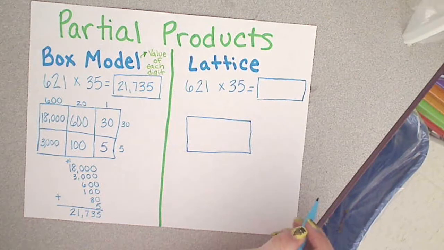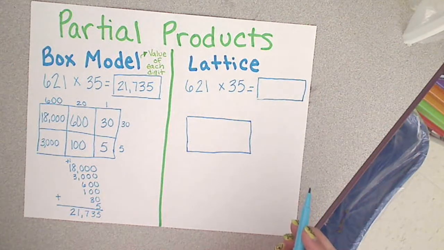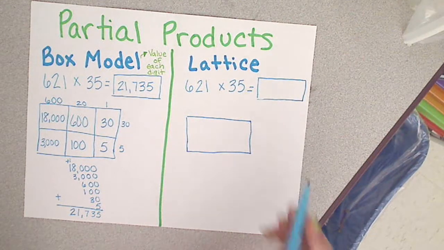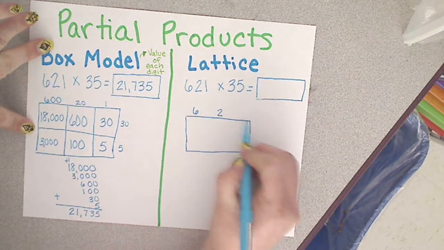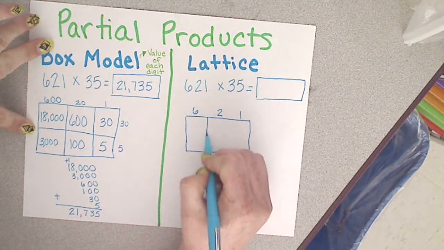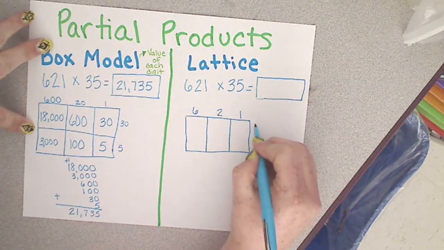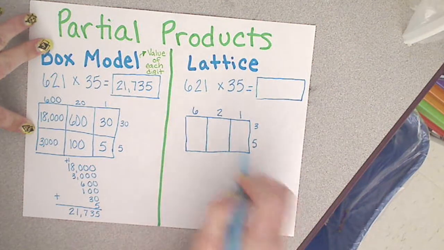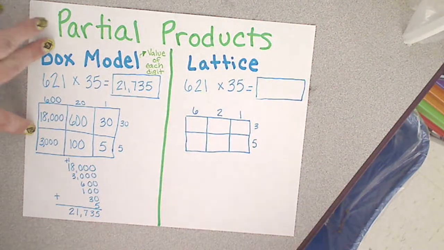But this time, we are going to use the numbers as is. We are not going to be using the value of the digits. So I'm going to write 621 up top, creating 3 vertical columns, and 35 along the right side, creating 2 horizontal rows.